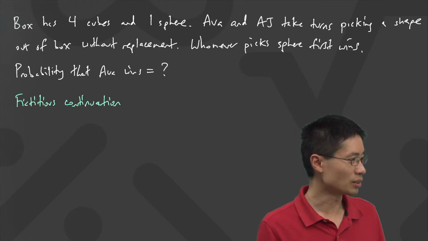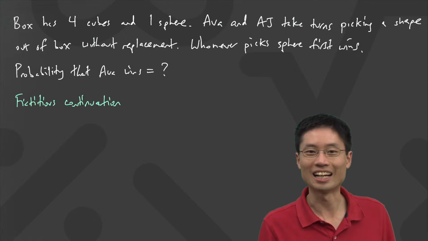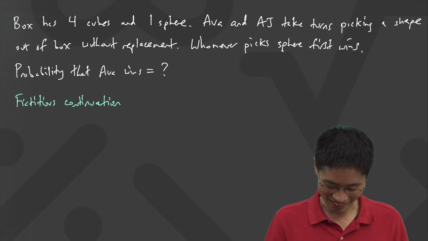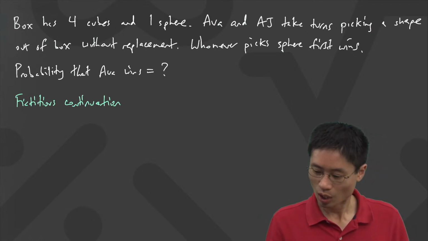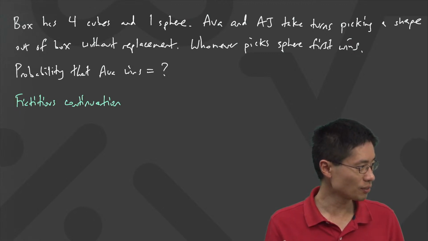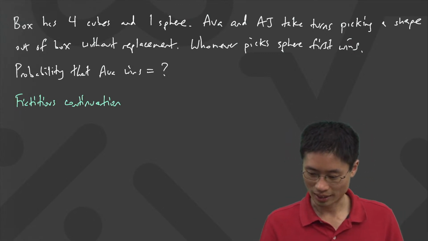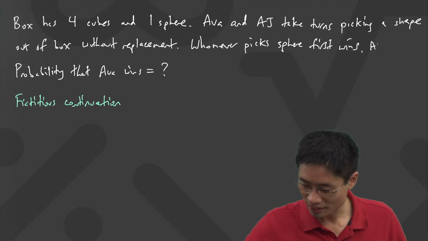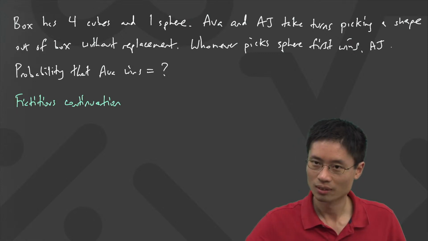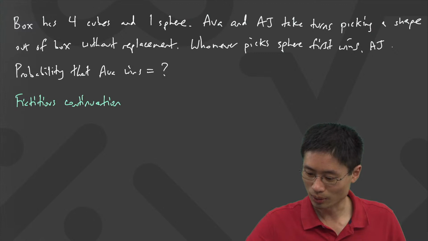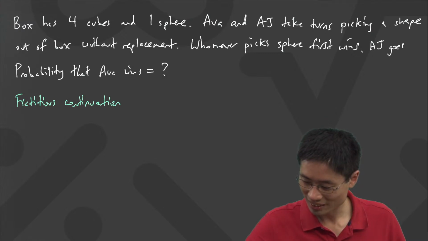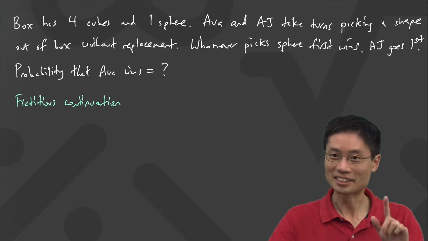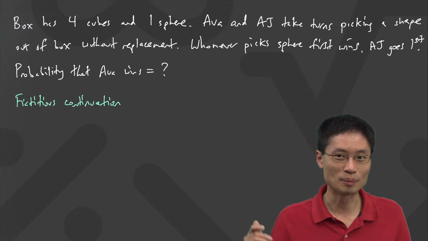Oh, somebody just said AJ goes first. Oh, yes. It's actually very important to know who goes first. Yes, that's very important. So let's go and add this. They take turns picking a sphere from the box. Whoever picks the sphere first wins. Oh, yeah, there's space here. AJ goes first. I don't have space. AJ goes first. Yes, it works. AJ goes first, okay? And so now the question is, what's the probability that Ava wins?